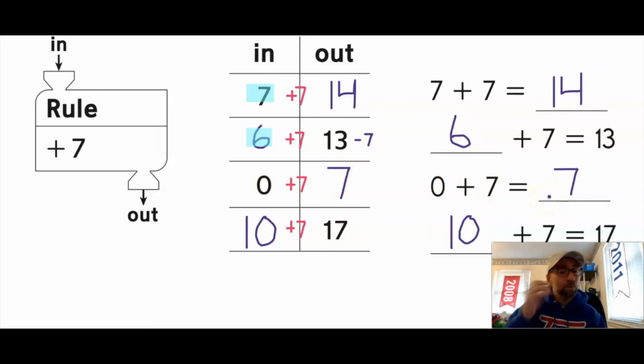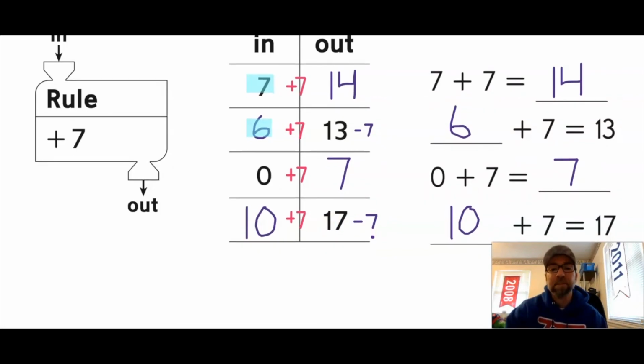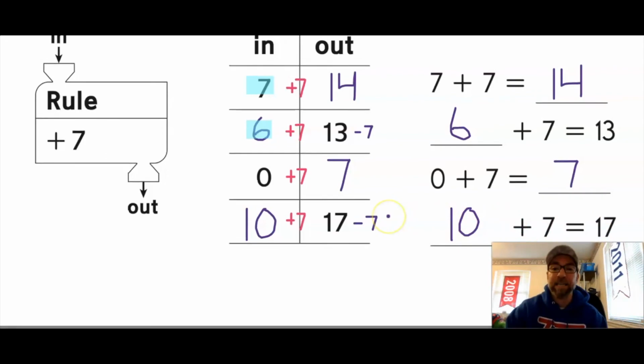And then the last one was a tricky one because we were missing our start. Something plus 7 equals 17. Or we do the opposite. 17 minus 7. Either way, the answer is 10. 10 plus 7 equals 17. And there you can see my number model. 10 plus 7 equals 17.